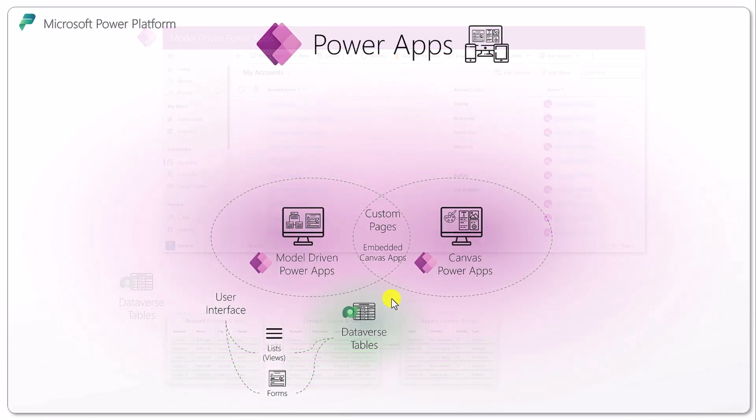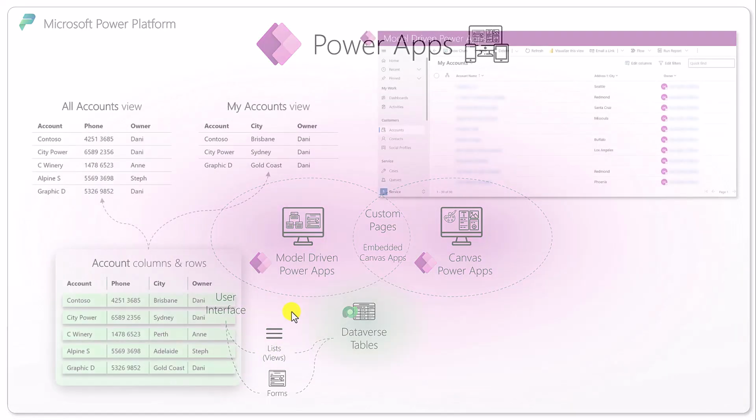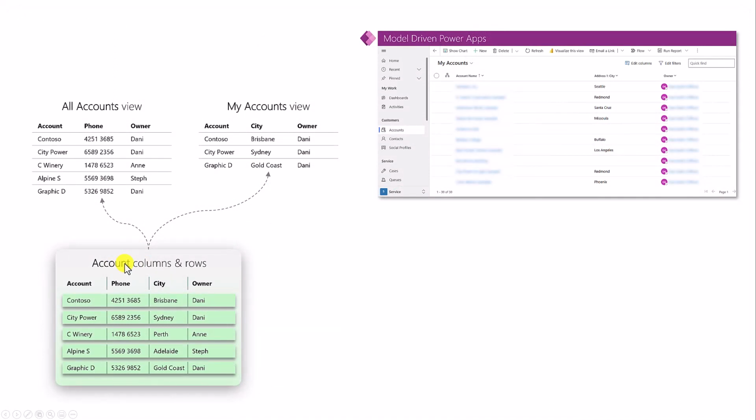So next, as we said, the user interface is predominantly made of those Dataverse tables, and for each of those tables, you can select the list of the views that you want to include in your model-driven app, right? So for each of those tables, you can create different views or lists. In this example, I have my account table with a few columns and rows, and effectively I can create different lists and views for that table, right?